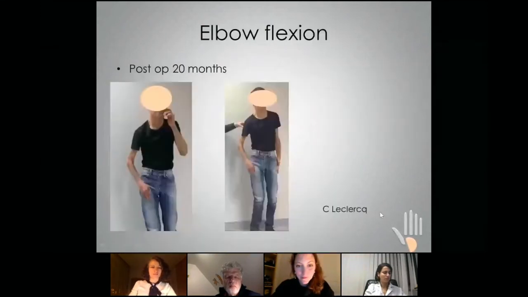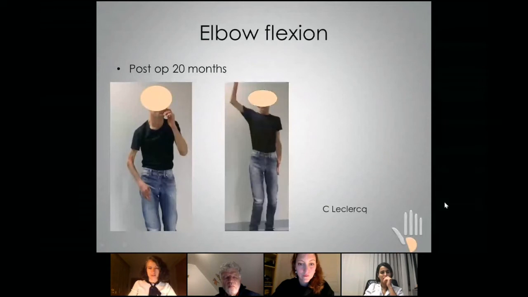And you can see after 20 months, the same patient with a really better position, and you can see a good function with the ability of movement of this patient. You can see that this will increase his ability to use his arm.